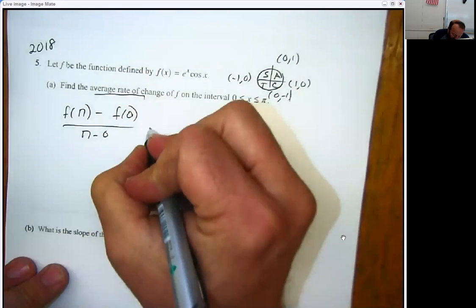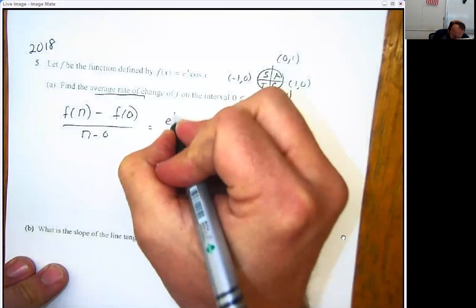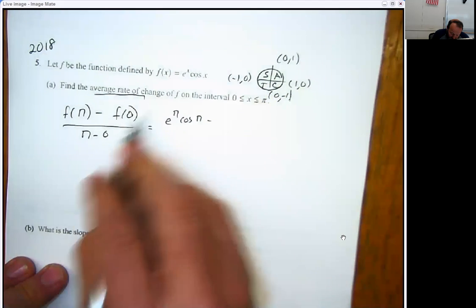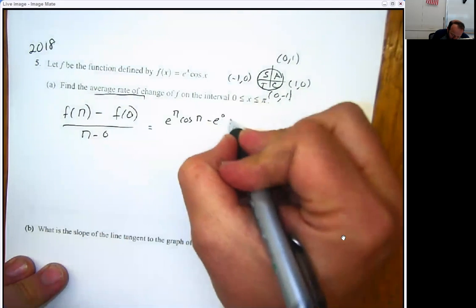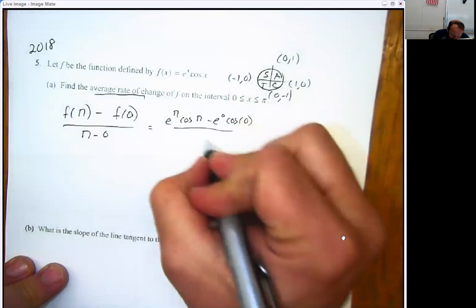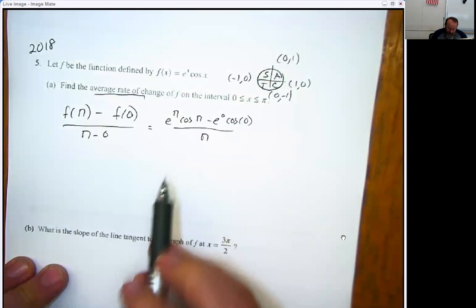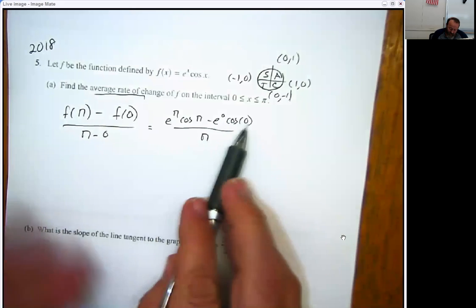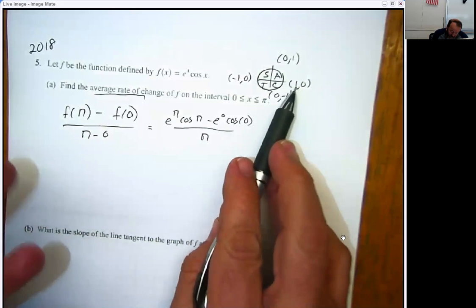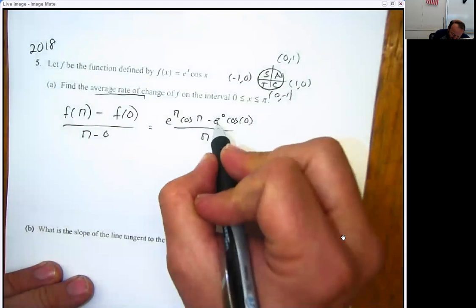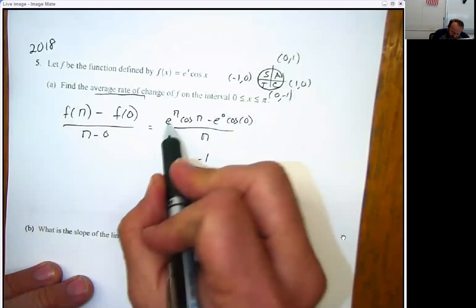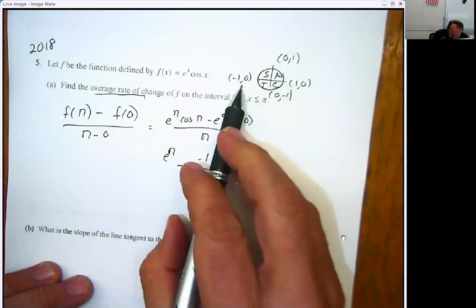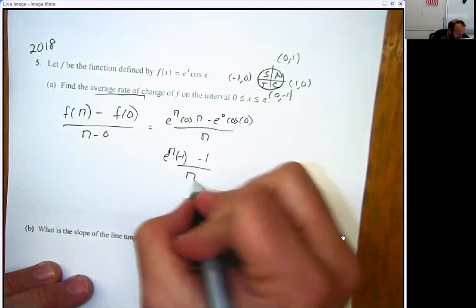So if we want to know f of pi, we would take e to the pi cosine pi minus, and if I plug in 0, I get e to the 0 cosine of 0, all over pi. And very much like the problem we did a moment ago, you want to remember that e to the 0, of course, is 1. And the cosine of 0, of course, is 1. So this entire part is just 1 times 1. And e to the pi is fine. It is what it is, but the cosine of pi is negative 1, all over pi.